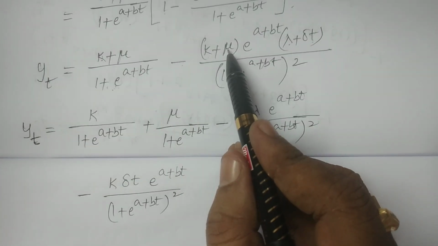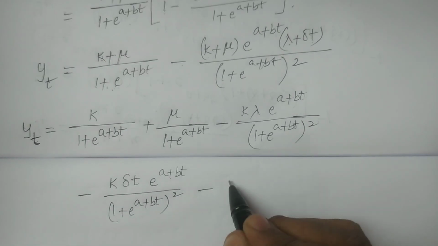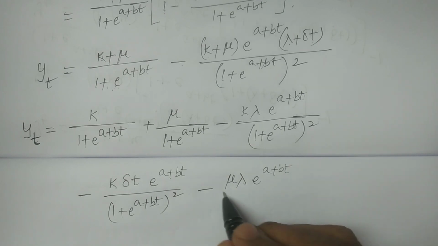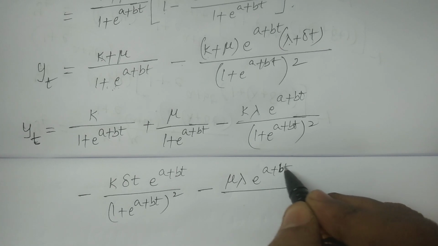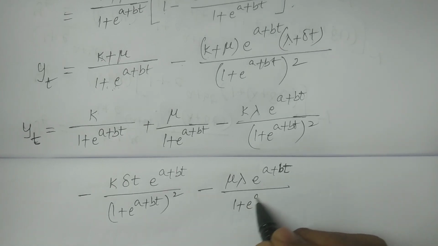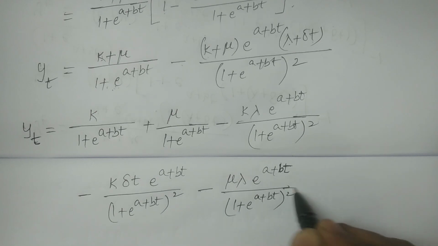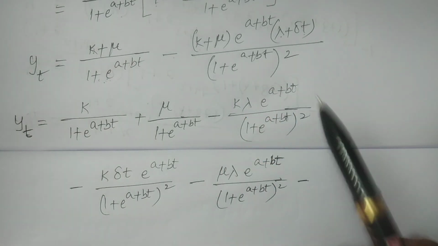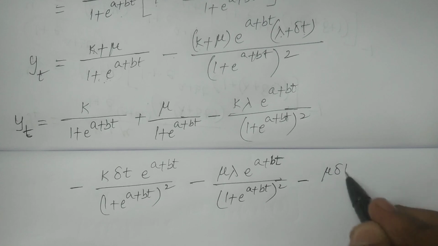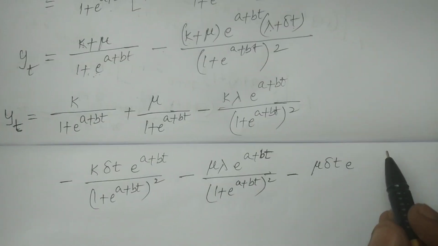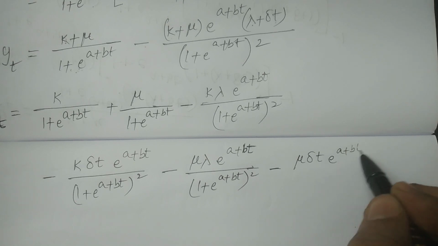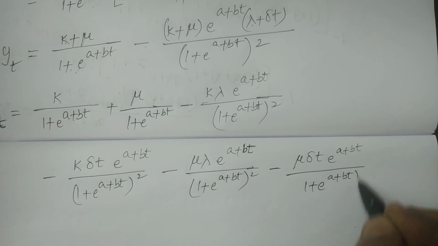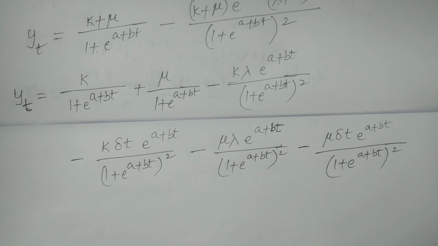Next term, multiply with mu multiplied by lambda: minus mu multiplied by lambda into e power a plus bt divided by 1 plus e power a plus bt the whole square. Minus one more term we have to write, that is mu delta t multiplied by e power a plus bt divided by 1 plus e power a plus bt the whole square. Clear? This is what yt.